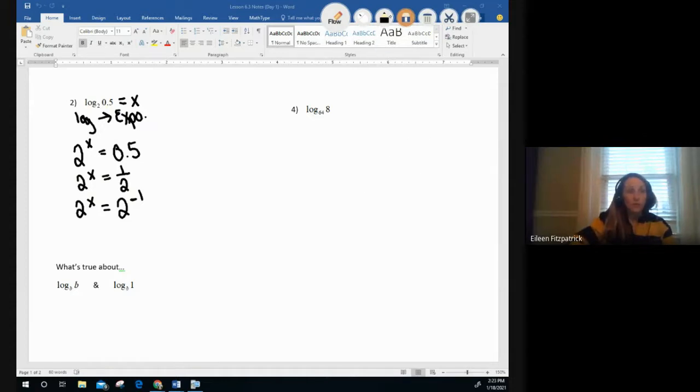So after changing forms, again, what I'm trying to do is get the same base. You have to kind of manipulate one side, sometimes both sides of the equation, to get the same base. And then once you have the same base, you set x equal to -1, and your answer is -1. Don't include x as part of your answer. All right, let's try another one.